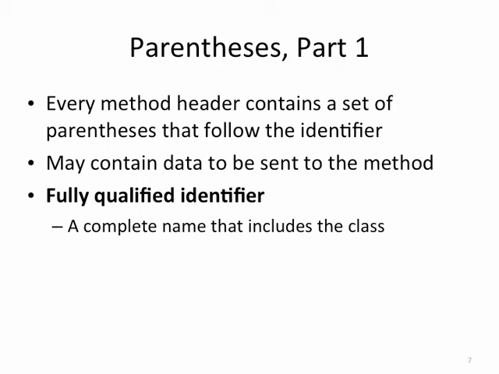A fully qualified identifier is a method name that includes the class name. Can you recall an example that we've seen of that so far in this class? If you said JOptionPane.showMessageDialog or JOptionPane.showInputDialog, congratulations, that's a right answer. There are other right answers as well. Sometimes students surprise me and come up with things that I wouldn't have thought of, but that's one example.